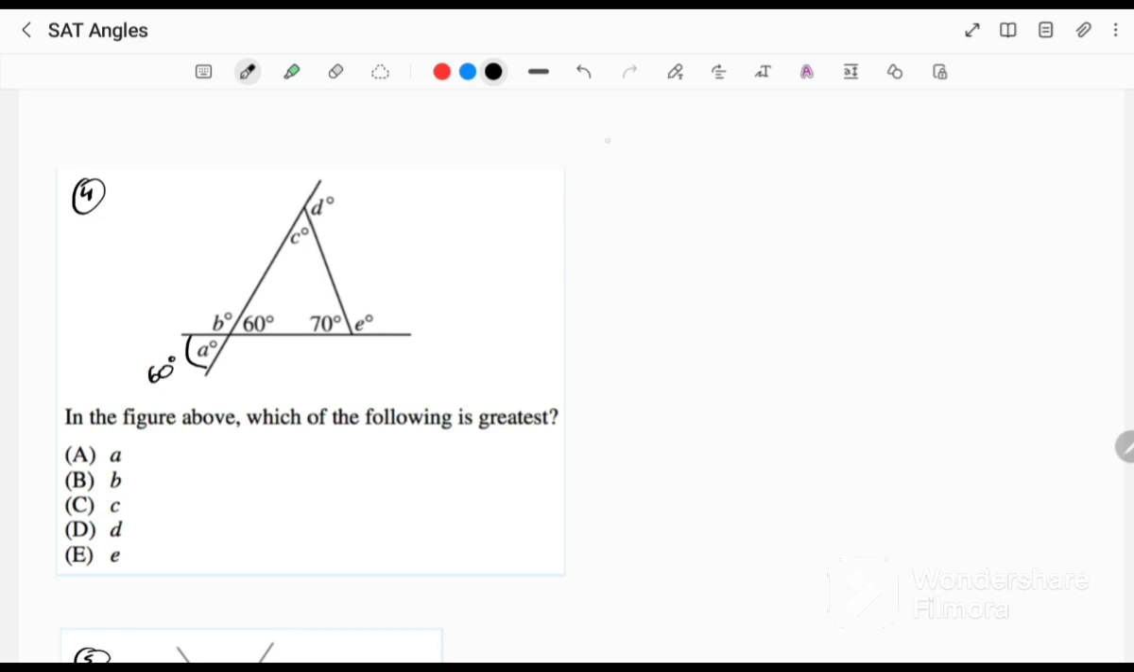60 and B are on the same line. So 60 plus B is 180, which means B is going to be 180 minus 60. And B is 120.